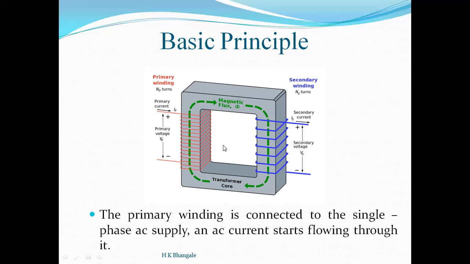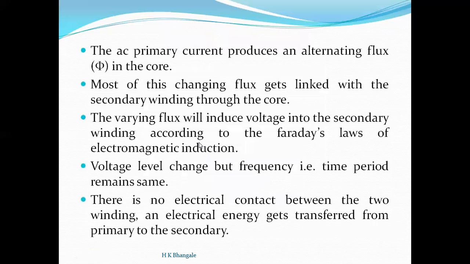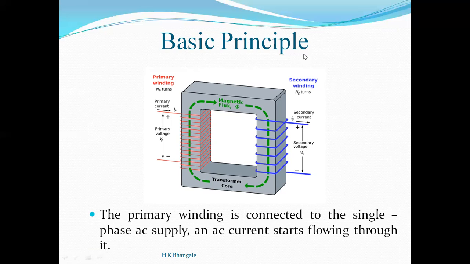The primary winding is connected to a single phase AC supply here, and AC current starts flowing through it. Now the AC primary current produces an alternating flux, that is phi, in the core. So this much flux phi is produced due to this primary winding, because AC supply is given to this primary winding. Now here no supply is given to the secondary winding. Input is always given to the primary winding of the transformer.